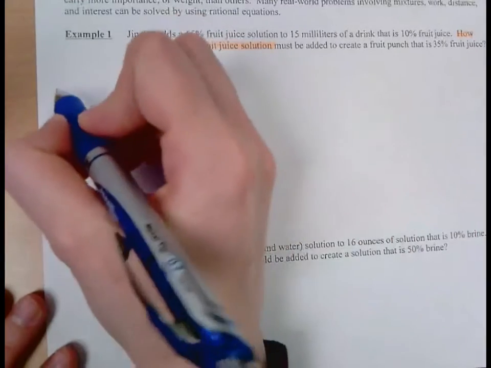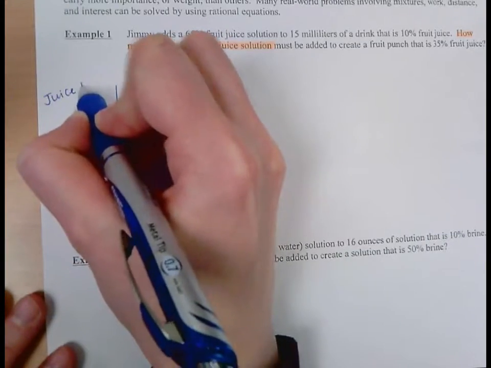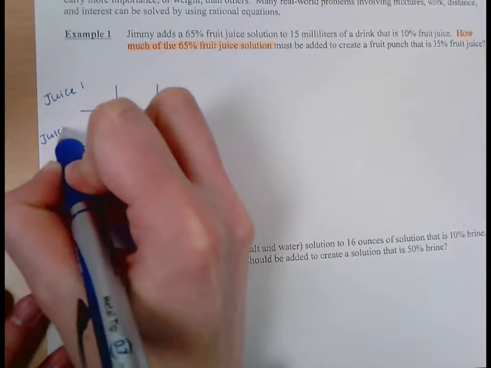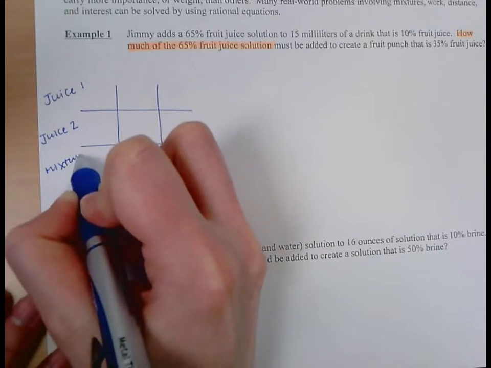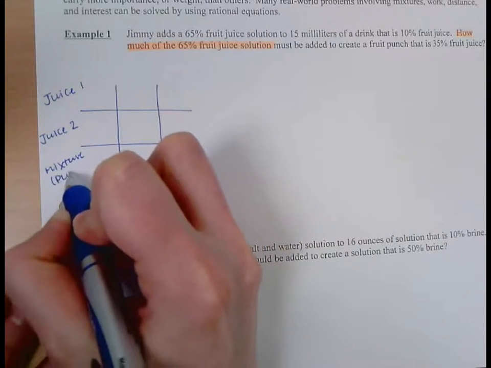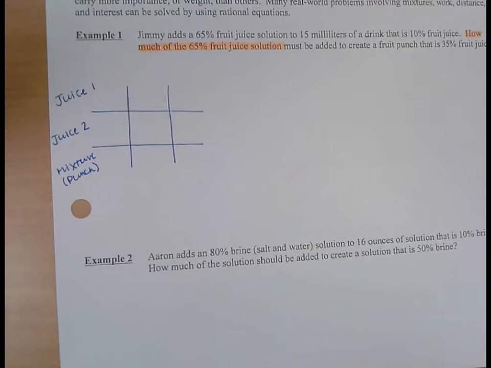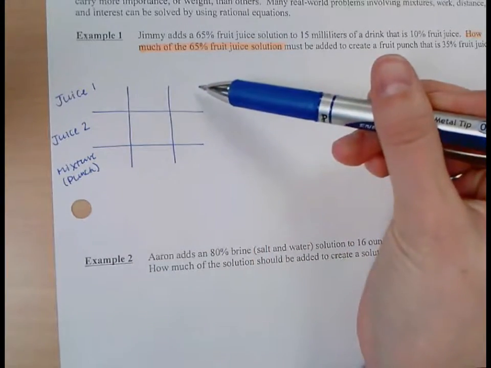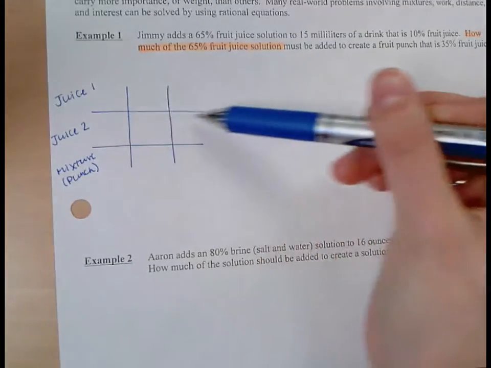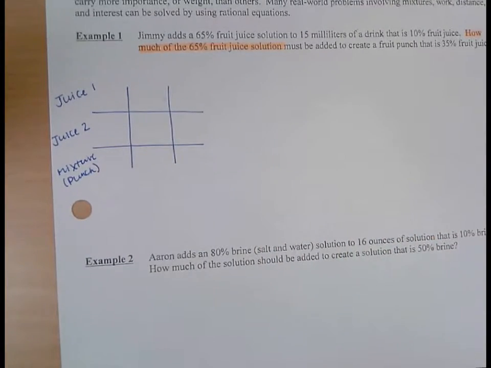However you want to label it is up to you. I'm just going to say juice 1 and then juice 2, and then the bottom would be the mixture, and that's the fruit punch. So that's what the rows would represent. The first row I'm letting be one of the fruit juices, and then the second row would be the other one. The bottom row would represent the mixture or the fruit punch.